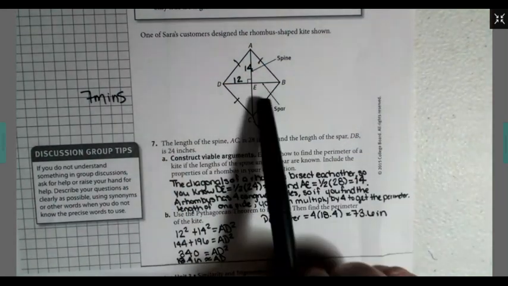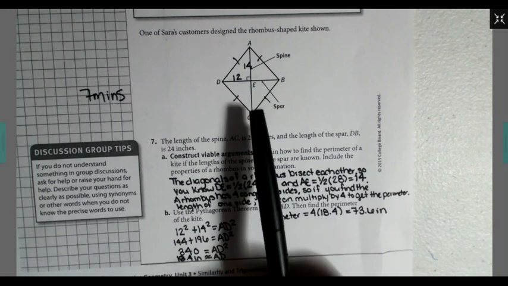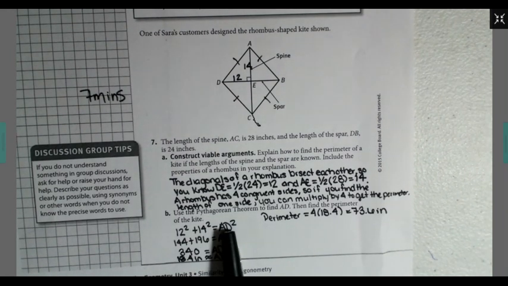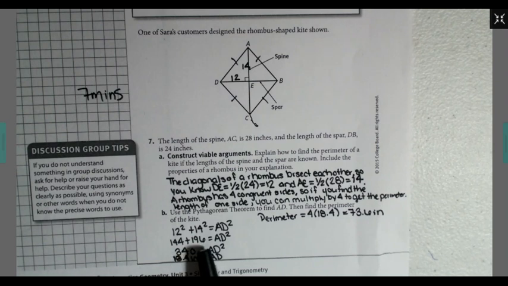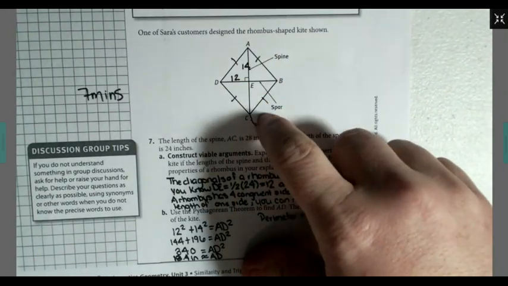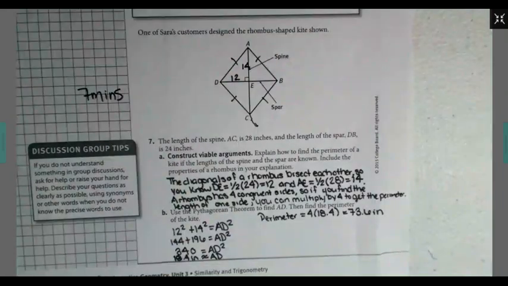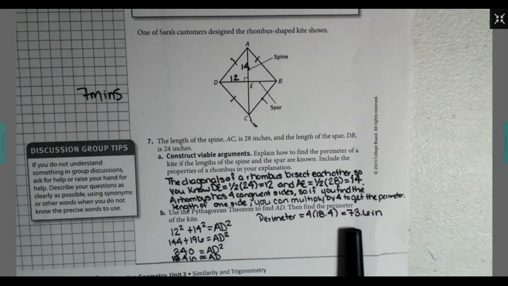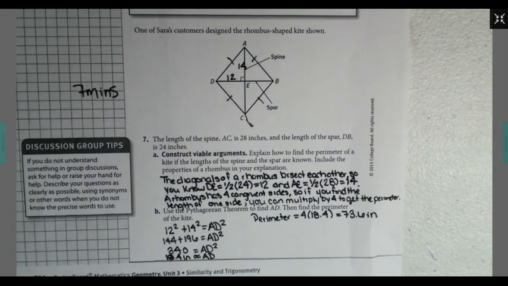Well, we know that's a right angle, so I can use Pythagorean theorem. So I have leg squared plus leg squared equals the hypotenuse squared. I got 340. So whenever I did the square root of 340, that was approximately 18.4 inches. And if that's the length of one of these, that's the length of all 4 of them. So I did 18.4 times 4 to give 73.6 inches for my perimeter.